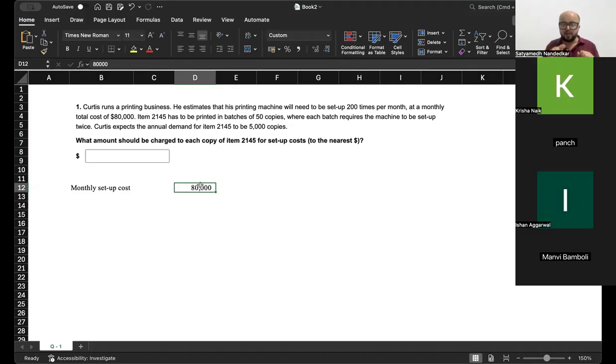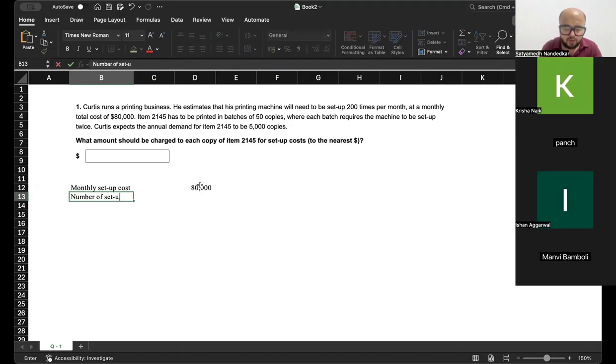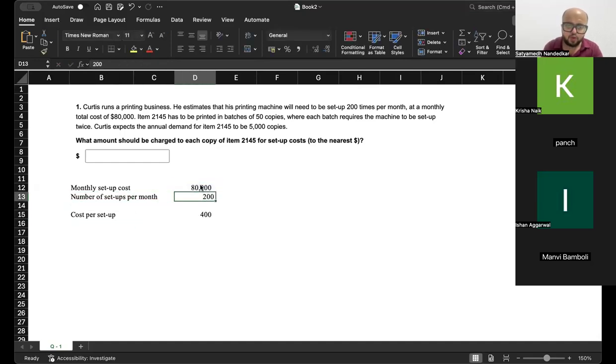in that particular warehouse. Here, the monthly setup cost is 80,000. Naturally, it will be influenced by the number of setups in the month. So, what is the number of setups per month? It is 200. So, what is the cost per setup? Cost per setup is 80,000 upon 200. This is the setup cost per setup.